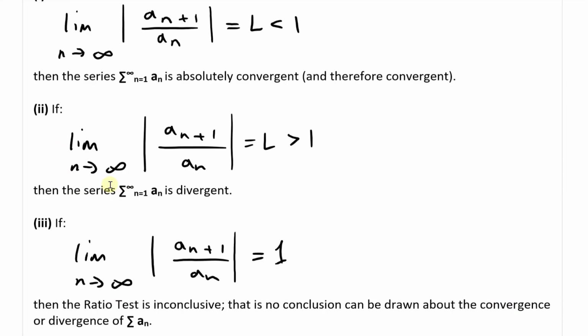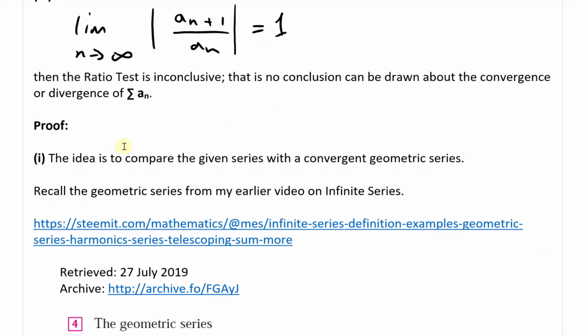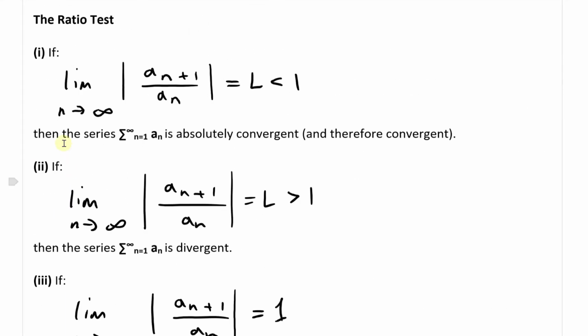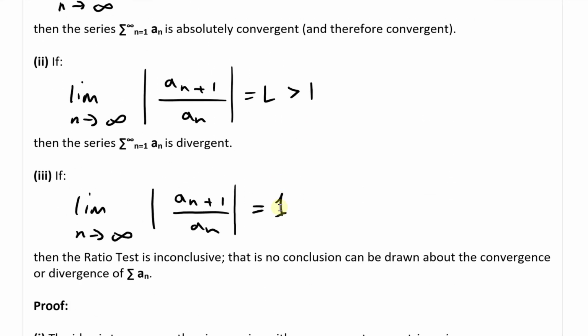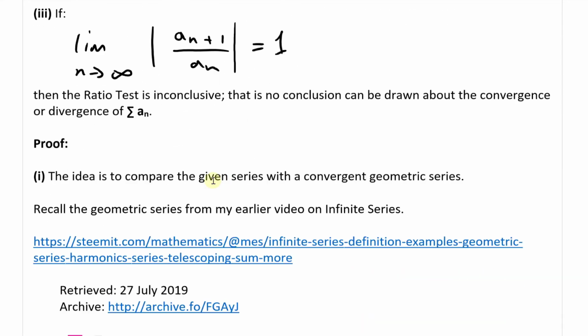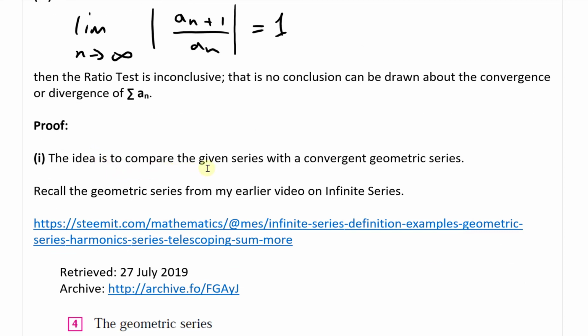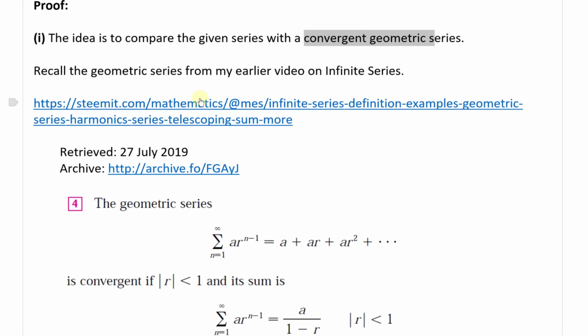So the idea of the proof for the first part, let's look at I. We have the limit as n approaches infinity of the absolute value of the ratio a_(n+1) over a_n equals L. If it's less than 1, then the series a_n is absolutely convergent and therefore convergent. The idea is to compare the given series with a convergent geometric series, which I'll go over several times in this video. Recall it from my earlier video on infinite series.